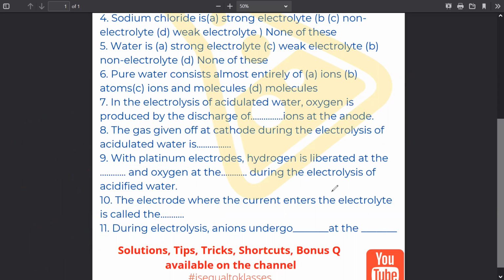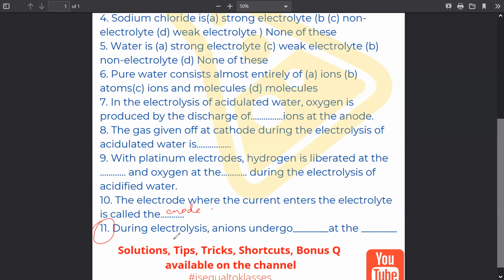The electrode where the current enters the electrolyte is called the anode. So the anode is connected to the positive terminal of the cell, whereas the cathode is connected to the negative terminal of the cell. So this would be an electrolyte, these would be the electrodes, and this would be the cell. So the electrode where the current enters the electrolyte is called the anode. And current in the entire setup would move like this.